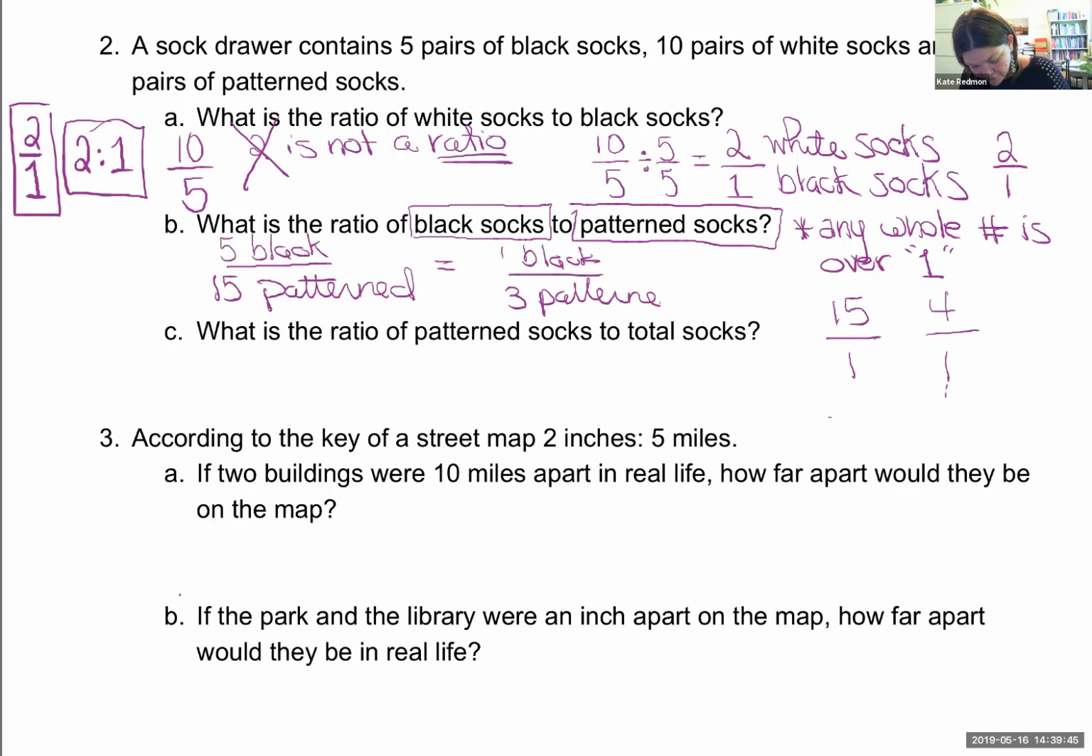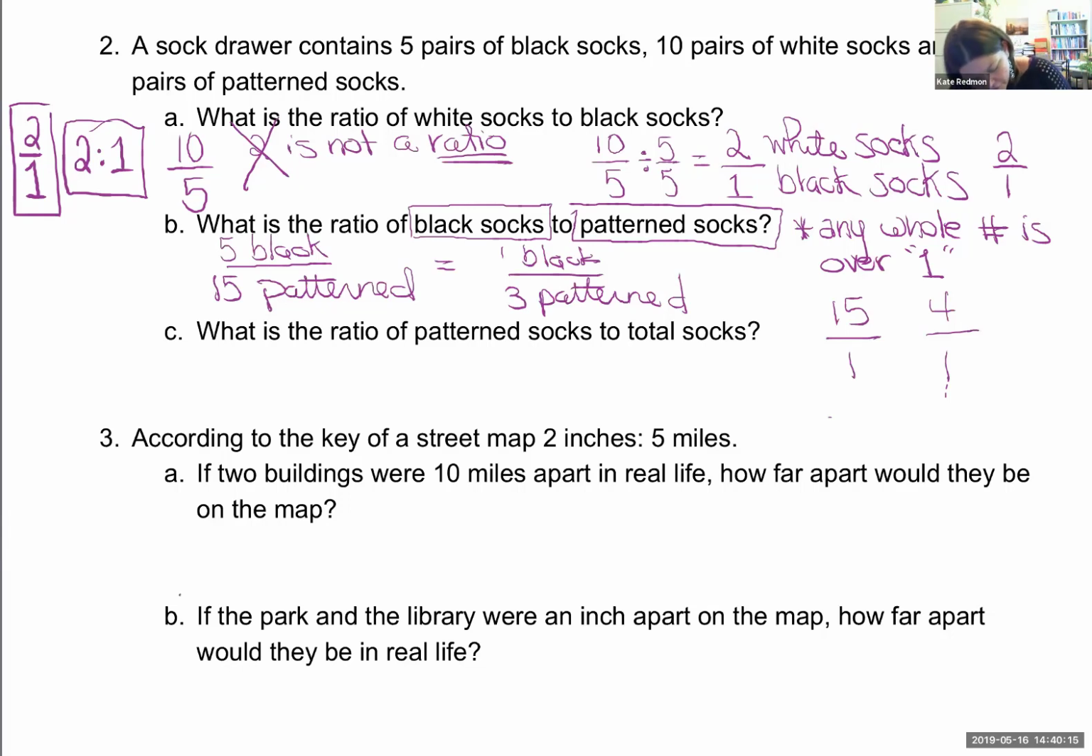So sure, that pattern repeated 1 to 3, 1 to 3, 1 to 3, but that's still the basic gist of the relationship. So pretty easy, right? Compared to some other skills we've done, this is not so bad. We'll do one more simple one and then we'll look at some more complex ones. So let's look at C. It says, what is the ratio of patterned socks to total socks?